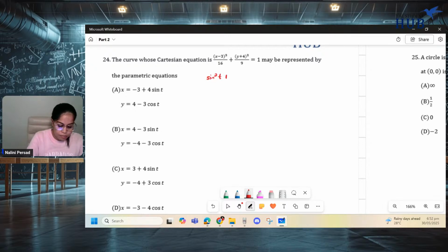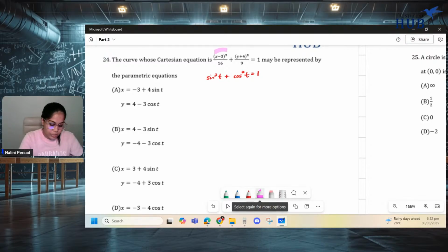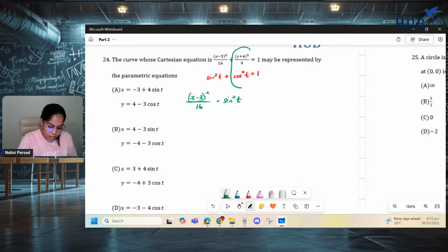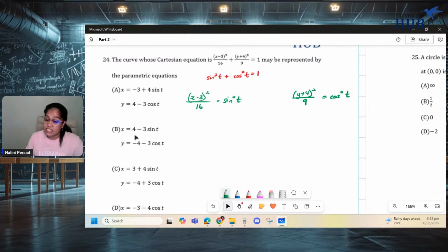Sine squared t plus cos squared t is equal to 1. So with that, we could equate x minus 3 all squared over 16 is equal to sine squared. And you could equate this now: y plus 4 all squared over 9 is equal to cos squared. And looking at your answer choices, you need to make x and y the subject.